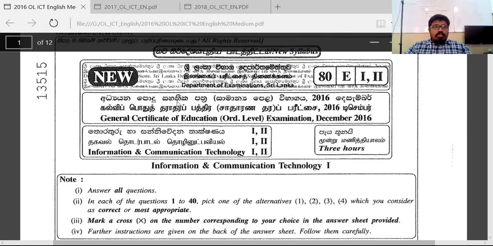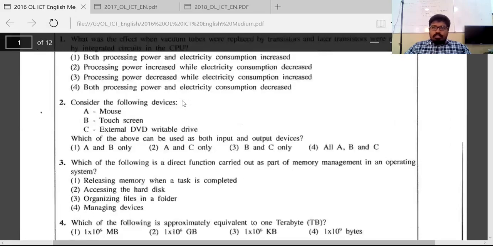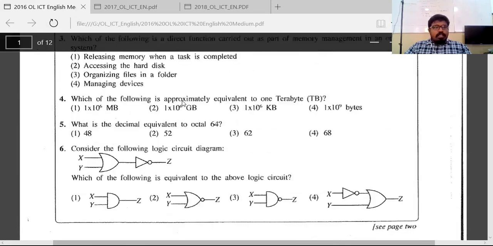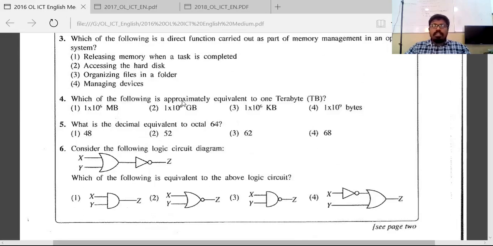So for 2016, we will consider the MCQ questions first. In the 2016 paper, question number 6, right? When I am explaining, write the method and the answer in your exercise book. That is compulsory, right?